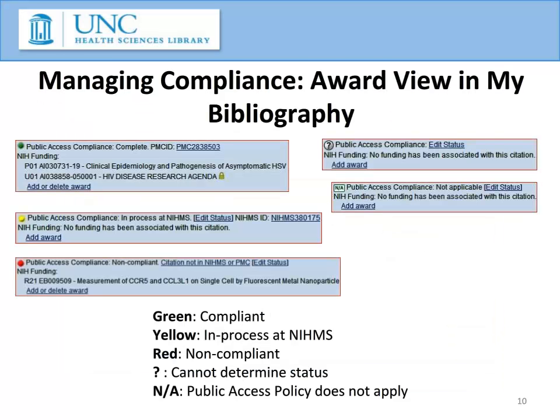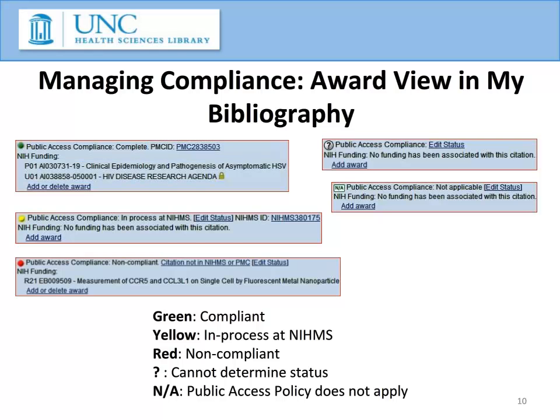Once in the award view, you will see these green, yellow, and red indicators next to your publications. These will tell you the compliance status of your publications. Green means that the publication is compliant. You can see the PMC ID here and that there are grants attached to this paper.